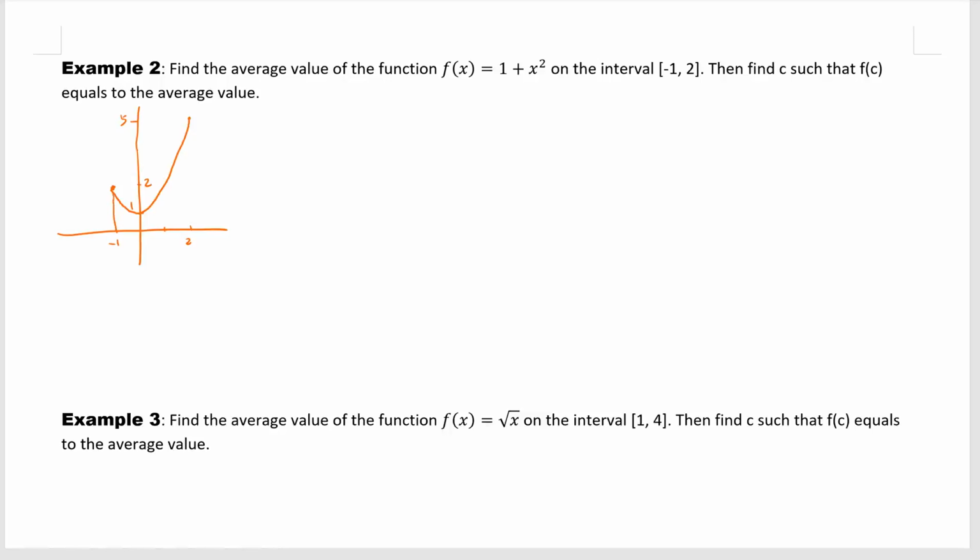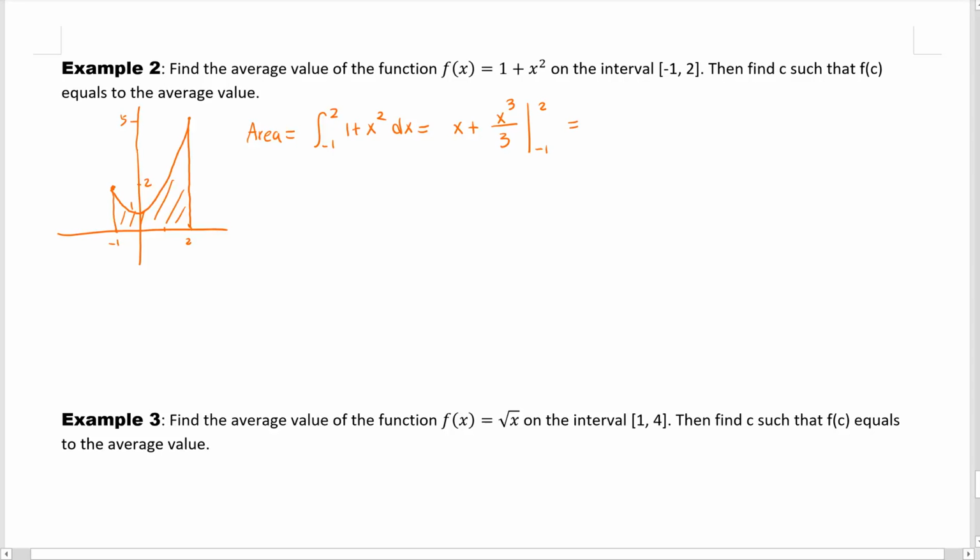We want to find the average value. So imagine this is the water after you jump into the pool. Let's first figure out the area. The area equals the integral from minus 1 to 2 of 1 plus x squared dx. The integral of 1 is x. For the integral of x squared, we add 1 to the exponent, so it becomes x cubed over the new exponent, which is 3. Evaluate from minus 1 to 2.